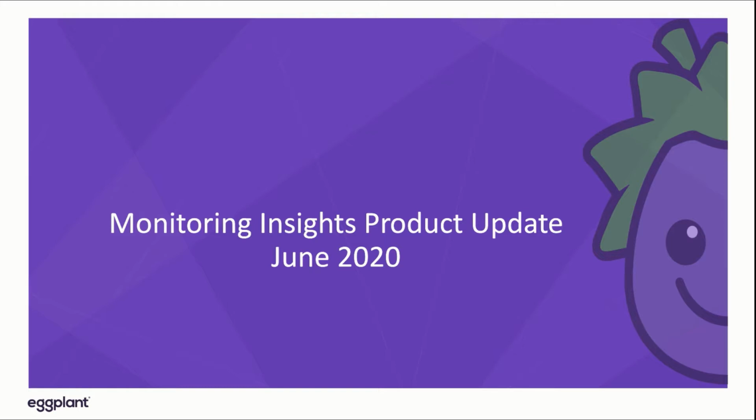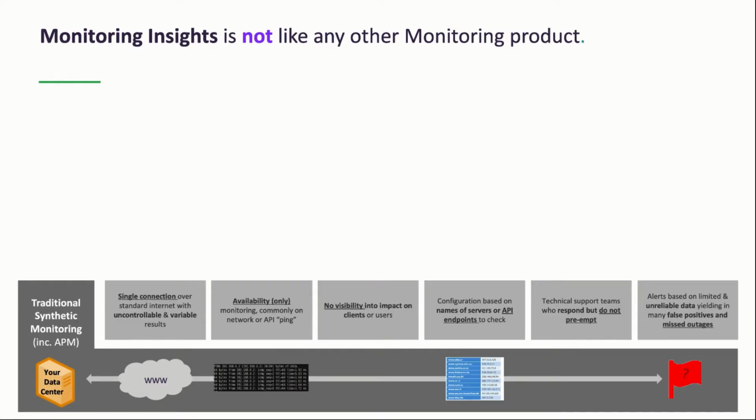Today I'll be presenting highlights of the 2020 software release. The Eggplant Monitoring Insights product provides a consistent, reliable and repeatable method for automatic testing of your web or mobile applications and associated services. Okay, let's start by looking at how traditional synthetic monitoring tools typically work, including APM.